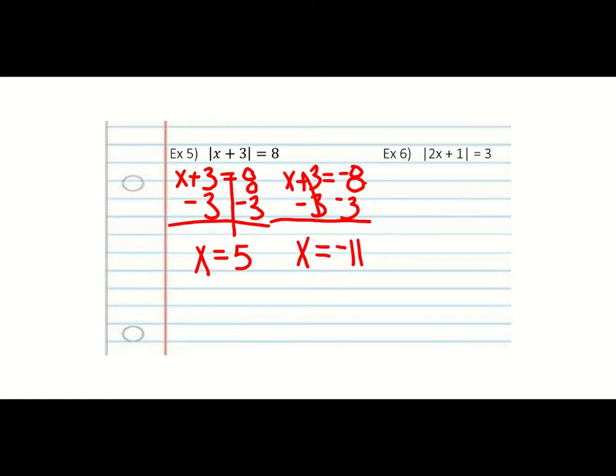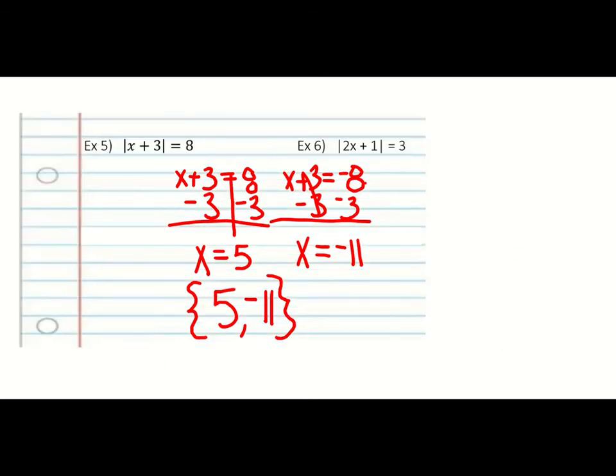So when we write our answers, we don't usually write x equals 5, x equals negative 11. We will draw these little swiggle brackets and then write our 2 answers with a comma separated. So just do your best to draw the swiggle brackets. I'm not going to judge you on them being perfect, but the more you do it, the better you'll get.